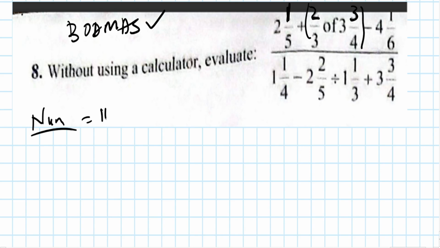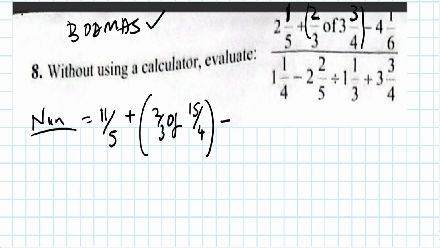2 1 over 5 is written as 11 over 5 plus 2 over 3, and we'll start with this one too. So 3 3 over 4 is 4 times 3, 12, plus 3, 15 over 4, minus 4 1 over 6, which is 25 over 6. So let's start with this one: 2 over 3 times 15 over 4 will give us 2.5, or what we say 5 over 2. So now we have 11 over 5 plus 5 over 2 minus 25 over 6.